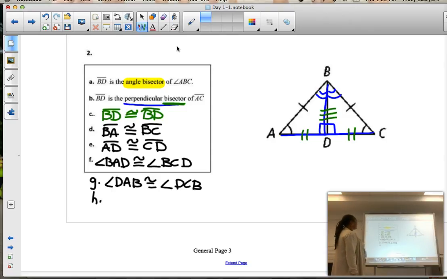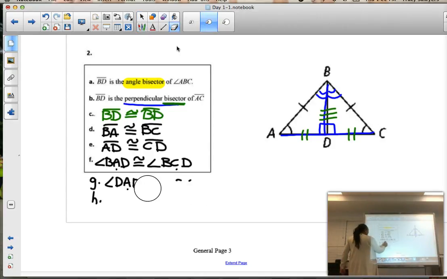Okay, wait, hold on. What's the mistake? What do you see? What's wrong? When you look at the vertex, you can see that these are the same angles, just named differently. I'm glad we caught that.